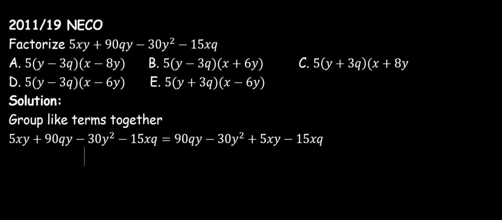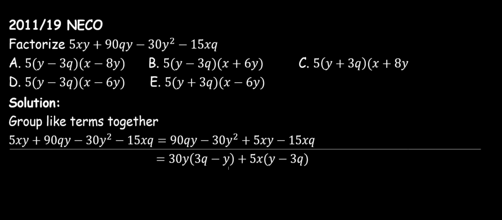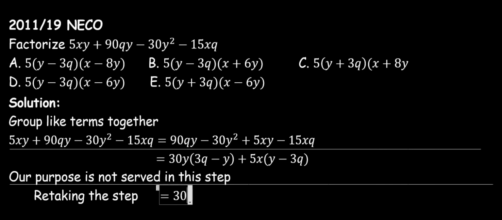And we can simply factor out from the first items 30y, and that will give us into bracket open 3q minus y bracket close plus, when we factor out 5x in the second group of items, we have y minus 3q bracket close. Our purpose is not served in this step. We're taking this step, but we have equal to 30y into bracket open 3q minus y bracket close.